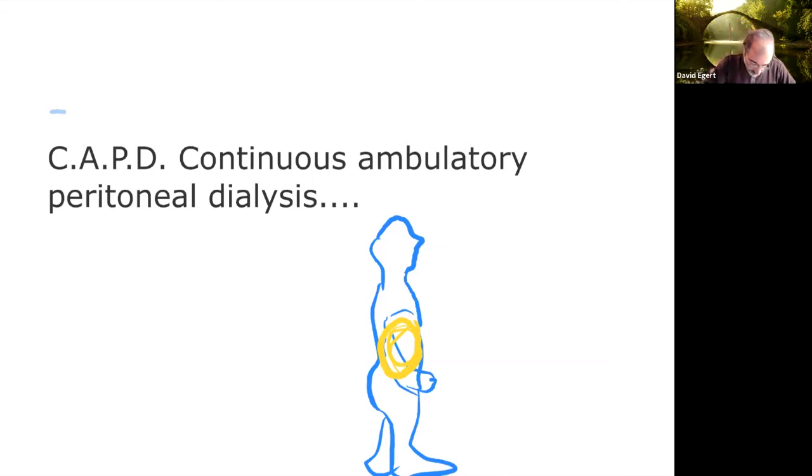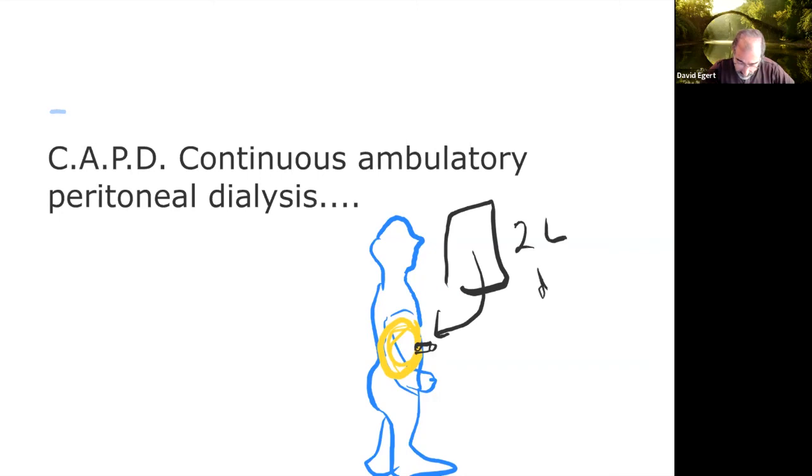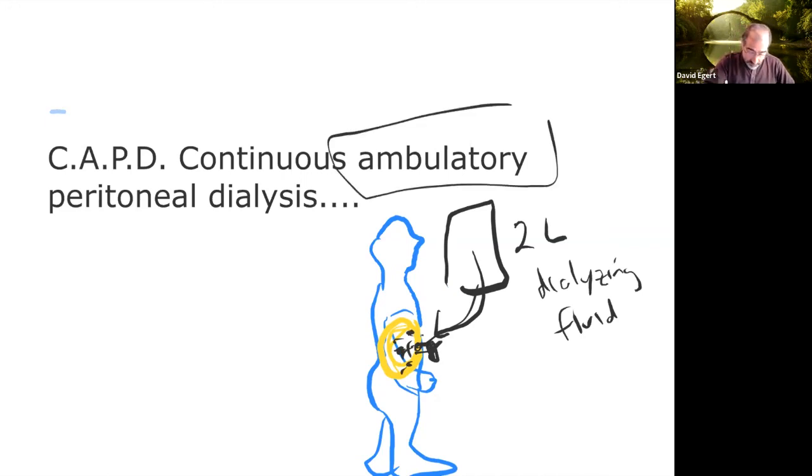So people who have this, they put a little spigot that attaches into their peritoneal cavity, their abdominal pelvic cavity. And basically, you put in about, I think, 2 liters of dialyzing fluid. Then you tie this off. And now, ambulatory, this person can walk around while this dialyzing fluid is sloshing around inside there, and their blood is equilibrating with this fluid that you dumped into their abdominal cavity.